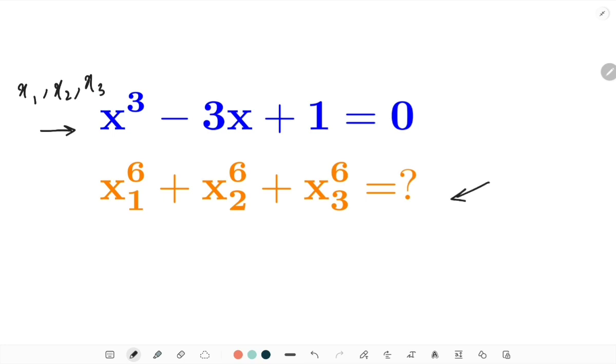So one obvious way to solve this problem is to literally try to find the roots x1, x2, x3 using famous formulas for cubic equations, and then plug them into this expression, x1 to the power of 6 plus the rest of it, and then try to calculate the expression. Well, that's a very straightforward, I would say naive way, but there is a better way to solve this kind of problem. Not only for cubic equations, but literally for any such type of problem.